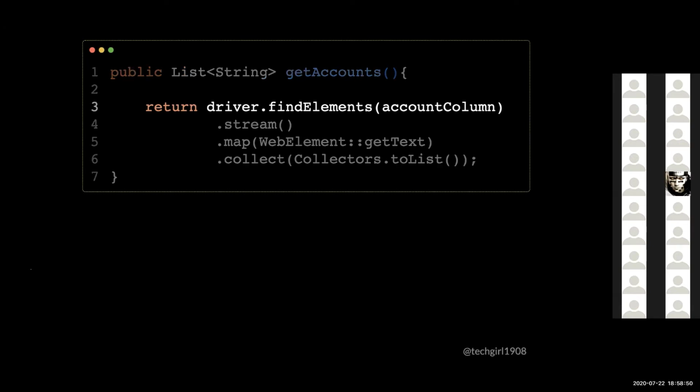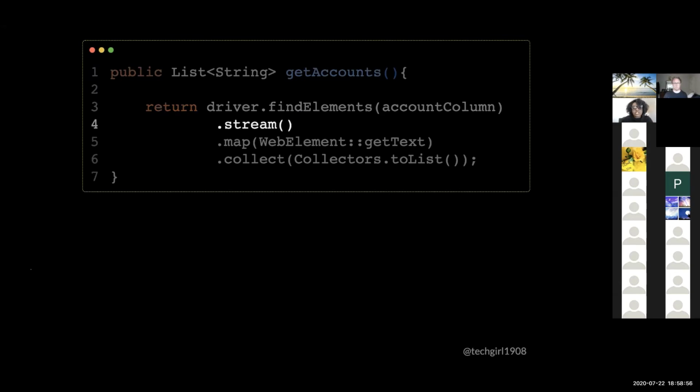Here we still call find elements to get the list of web elements, but we don't need to store them. Instead, we turn this into a stream from which we can do some cool functional programming. This map function will take those web elements and map them into whatever is passed into this. So here we're saying get the text from these web elements, then store them into a list, which we return.